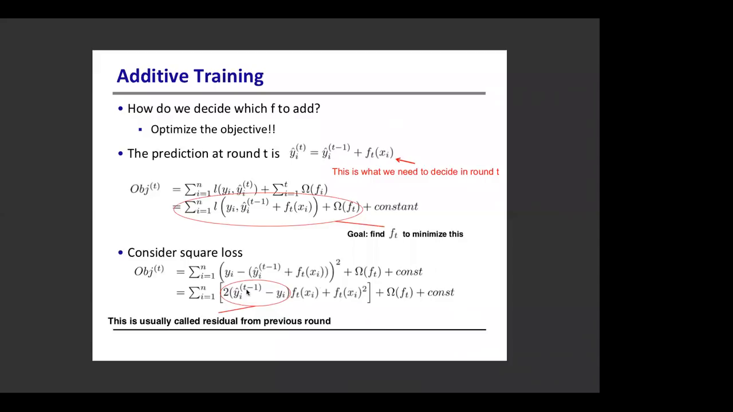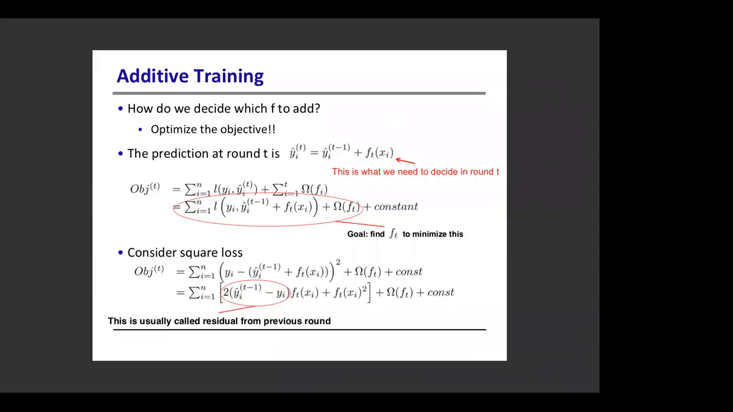All right, and this one is the residual from the previous round. We can't remove it to the constant because it's being multiplied with ft of xi. This is the residual, and it's kind of constant. We can't do much about it because yi is the actual value, and this is the prediction from the previous round. We can't remove it from the term because it's being multiplied by the new function.